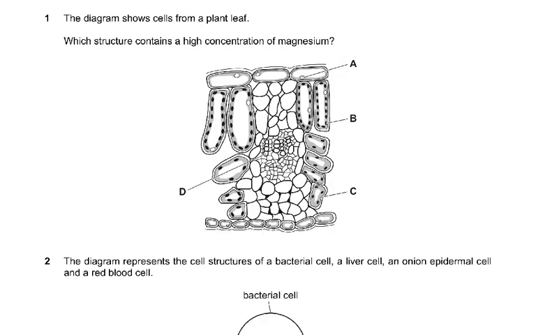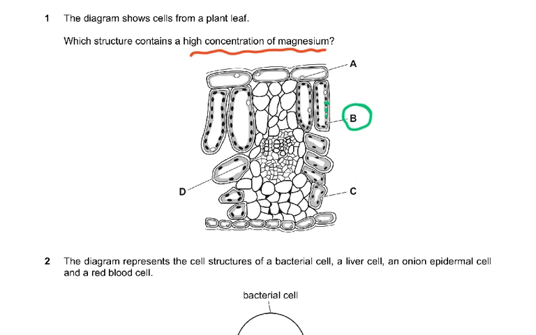Question 1. The diagram shows cells from a plant leaf. Which structure contains a high concentration of magnesium? We all know that is the chlorophyll. And then you all know that the chlorophyll is present inside the chloroplast. So these are the chloroplasts. These green thingies are the chloroplasts. So the answer is B. So chlorophyll is inside chloroplasts and magnesium is present in that.